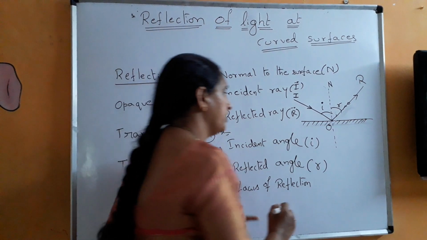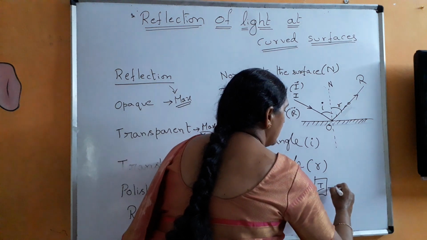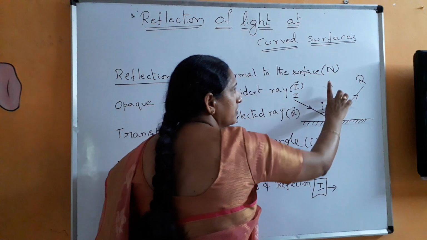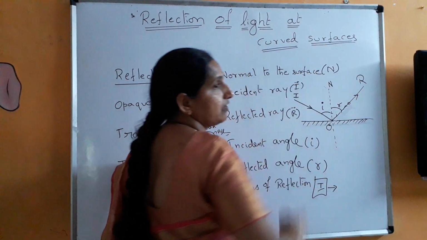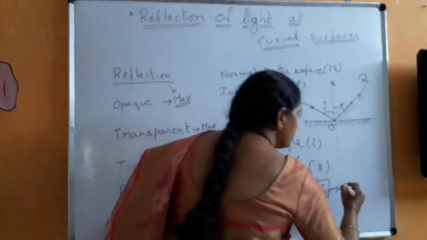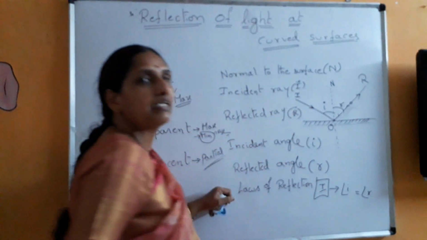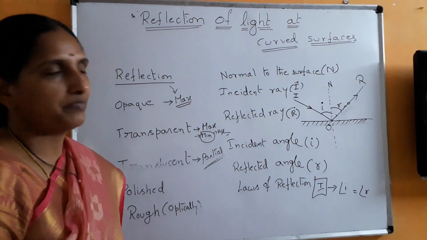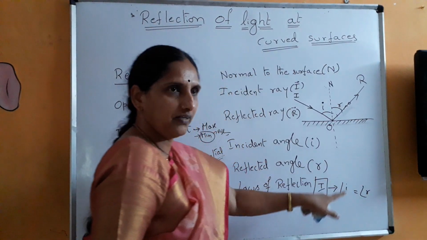The first law is: with whatever angle the ray comes and hits with the normal, with the same angle it will get reflected back. So very simply, you can say angle of incidence is equal to angle of reflection.